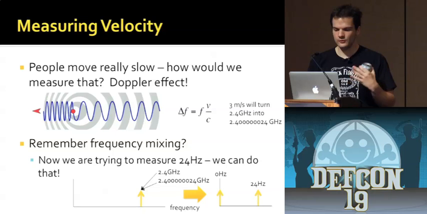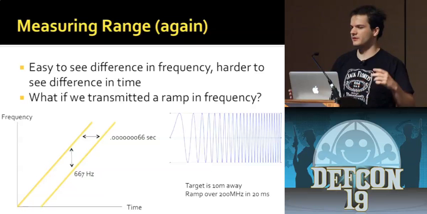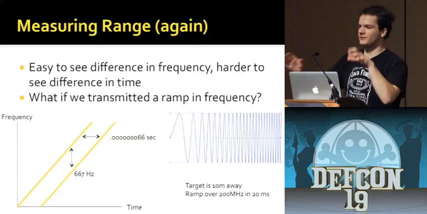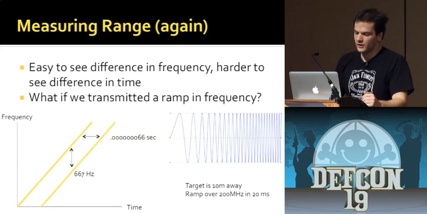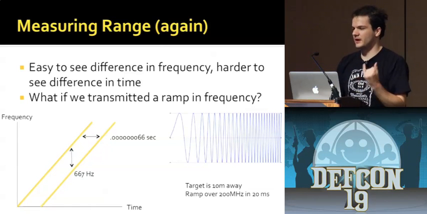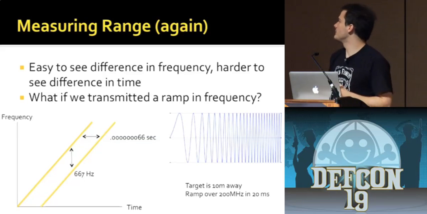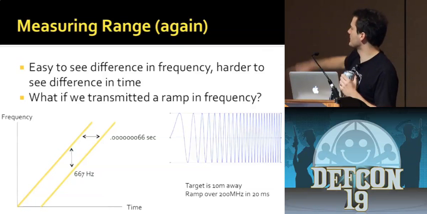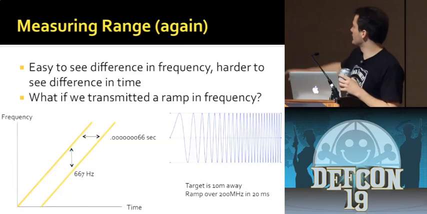So going back to measuring range, if we're trying to see a difference in frequency, it's pretty easy. We can do that, and the really cool thing is if you take that into the computer and Fourier transform it, you can very easily get a plot of frequency versus power. It's harder to see a difference in time, because we can't sample that fast, or it's expensive to sample that fast. So what if we took the frequency that we're transmitting, that we have plotted here, and we just ramp it? What that means is it's going to be a tone that looks sort of like this.